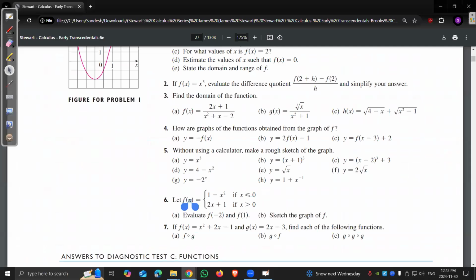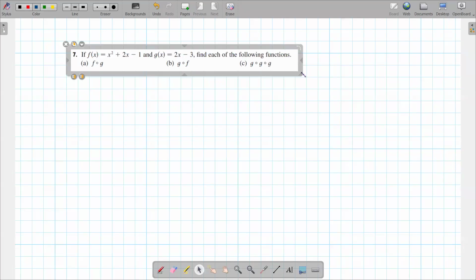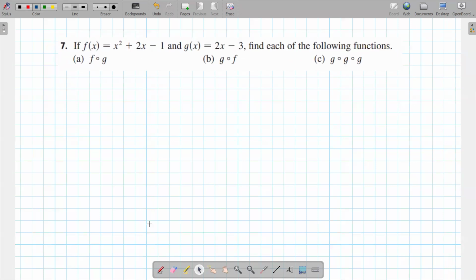What was the name for this? Piecewise, okay? Keep that in mind. Piecewise function when there's multiple parts. This one is called a composite function. Anytime you see f∘g, anytime you see this symbol that kind of looks like an O, but it's really not an O, we call these composite functions.